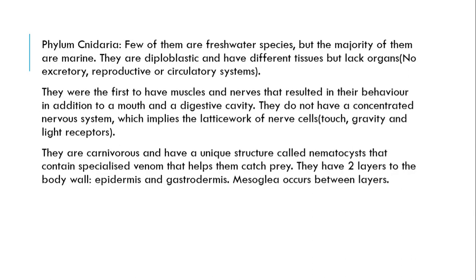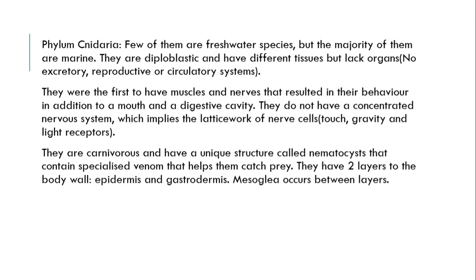They were the first to have muscles and nerves that resulted in their behavior, in addition to a mouth and digestive cavity. They do not have a concentrated nervous system, which implies a latticework of nerves, with touch, gravity, and light receptors. So they only have this primitive nervous system. They are carnivores and have a unique structure called the nematocysts.